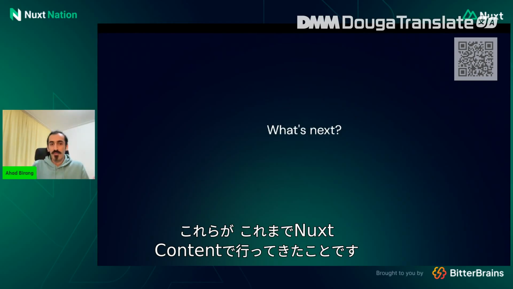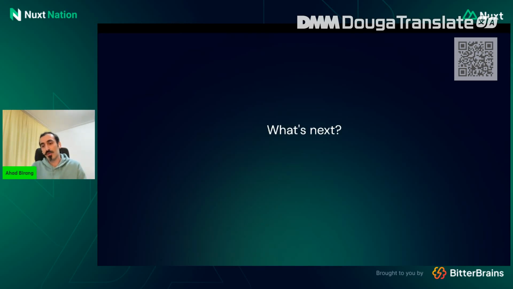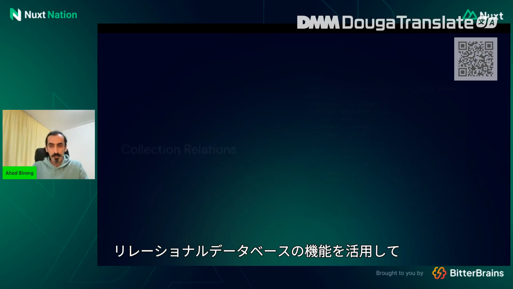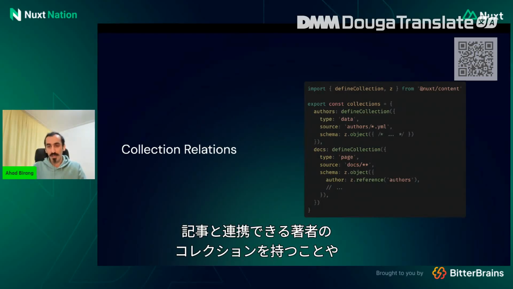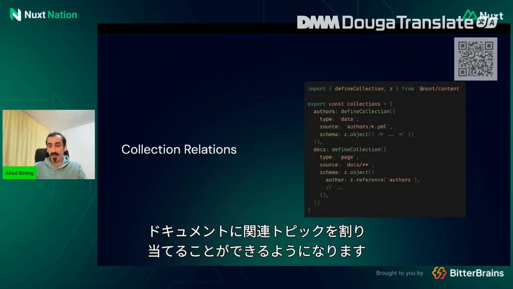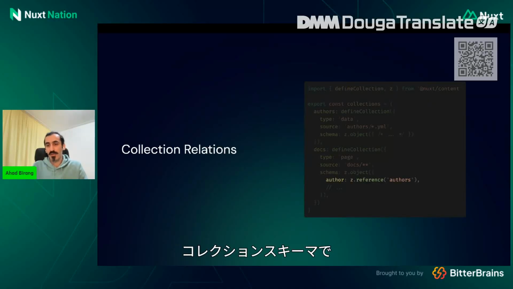So what's next? These are what we've done in Nuxt Content till now, but there is a lot to do in Content V3. With the power of relational databases, we can create relations between the collections. Imagine having a collection of authors that can connect to your articles, or assigning related topics to documentation. With the new syntax in the collections schema, we can achieve this.